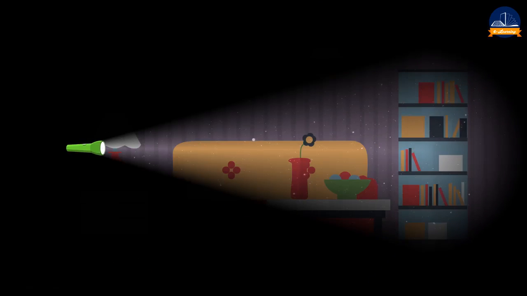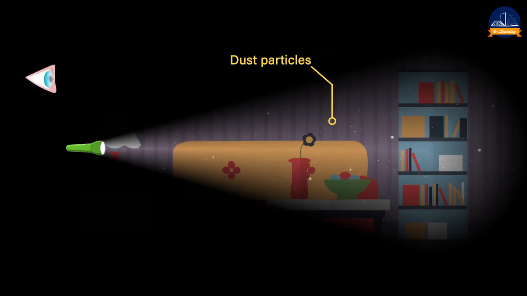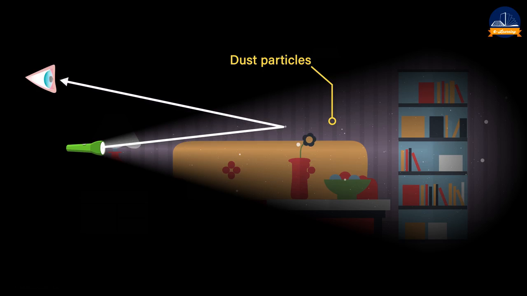Step inside a dark room, light up a torch and point it at a distant wall. Look carefully at the path of the light coming from the torch. You will see tiny dust particles in the air. What is the reason for it? Why are you able to see these particles? You are able to see the dust particles because the light from the torch is getting reflected from their surfaces and traveling towards our eyes.